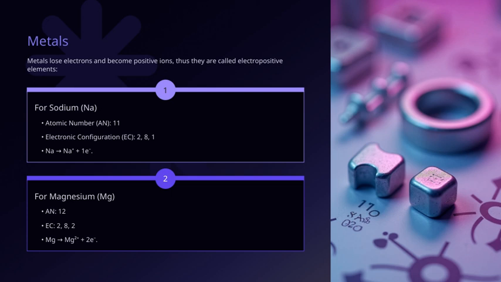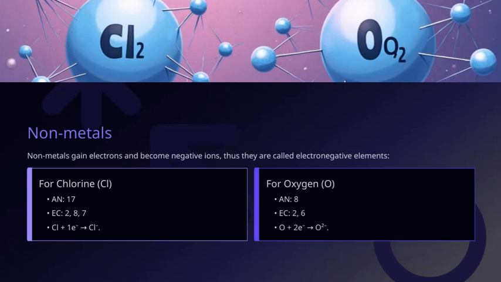They are reactive and tend to form positive ions in chemical reactions, which is a fundamental concept in understanding their behavior in the periodic table. Let's take a closer look at how nonmetals tend to gain electrons and form negative ions.